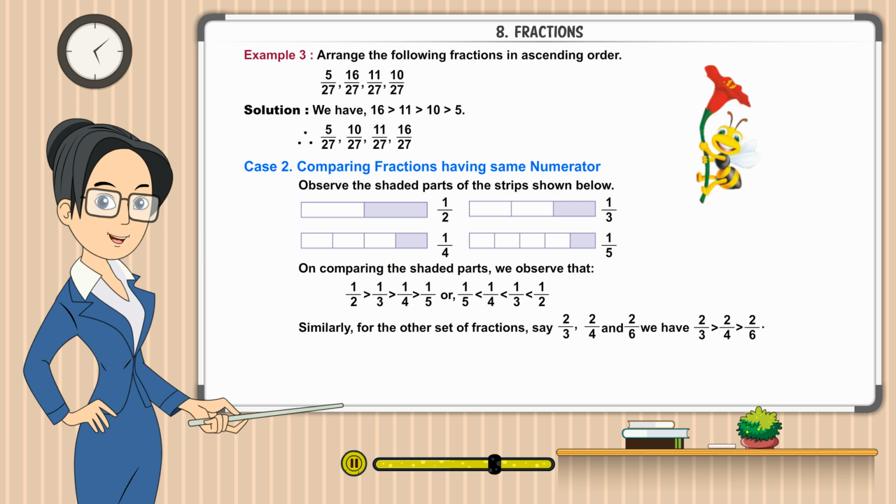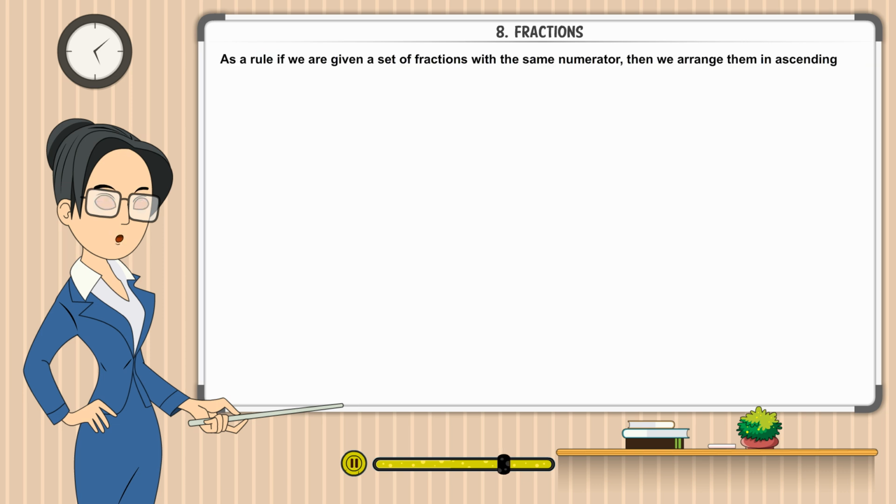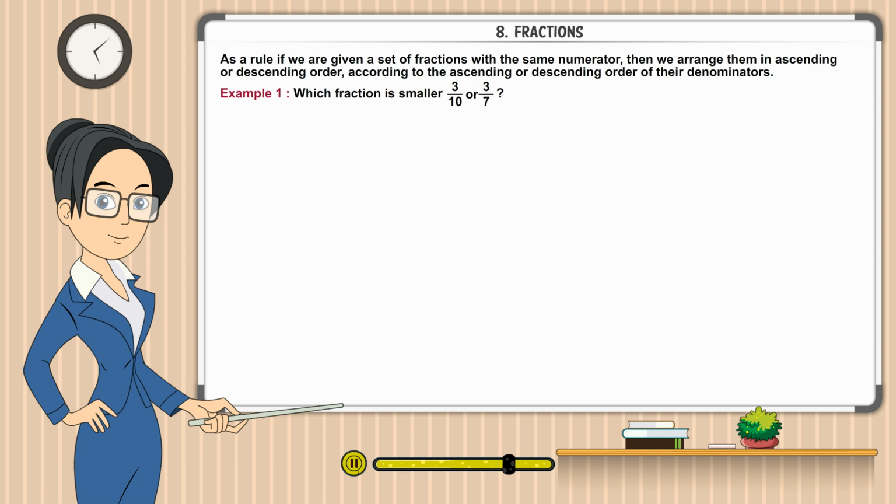Similarly, for another set of fractions, say 2 upon 3, 2 upon 4 and 2 upon 6, we have 2 upon 3 is greater than 2 upon 4 is greater than 2 upon 6. Thus, we conclude: out of two fractions with the same numerator, the one having the smaller denominator is greater than the other. As a rule, if we are given a set of fractions with the same numerator, then we arrange them in ascending or descending order according to the ascending or descending order of their denominators.